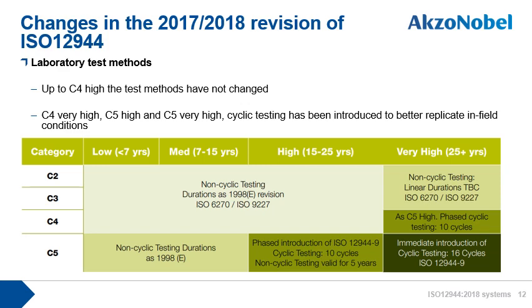For C4 very high durability and for C5 high durability, there is a phased introduction of cyclic testing, which means that non-cyclic tests will still be accepted for the first 5 years that this standard is in place, after which only cyclic tests will be recognized. For C5 very high durability category, there is an immediate introduction of cyclic testing.